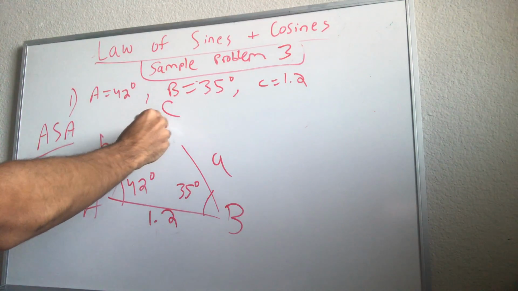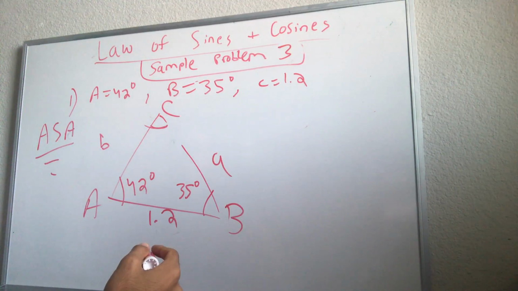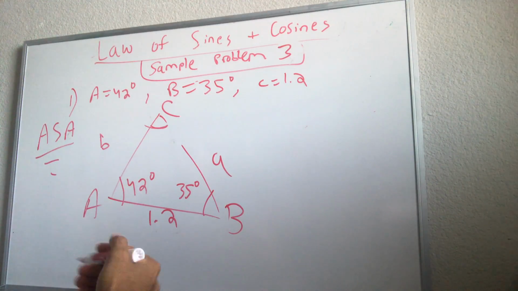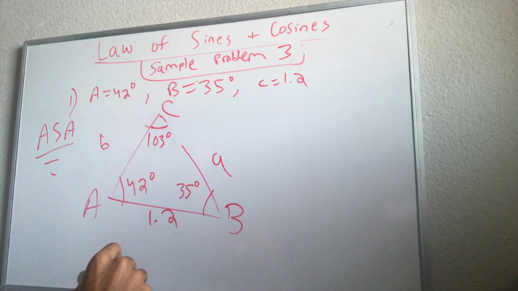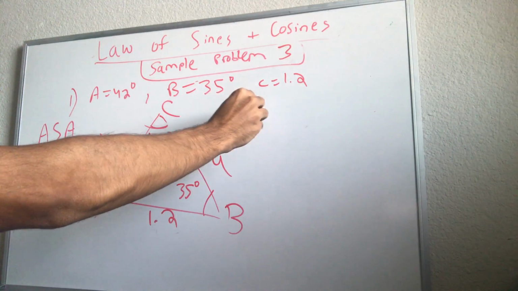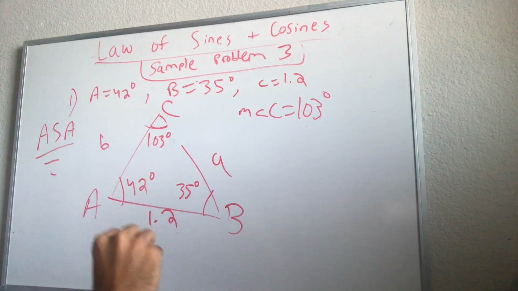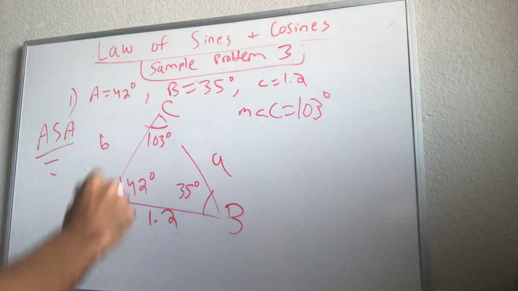But first, let's just look at angle C, and we have been given the other two angles, so we just add those two. That gives us 77, and we're subtracting that from 180, and so we know that measure of angle C is 103 degrees. So we can write that measure of angle C is 103 degrees. So that's measure of angle C. Now we need to find A and B.